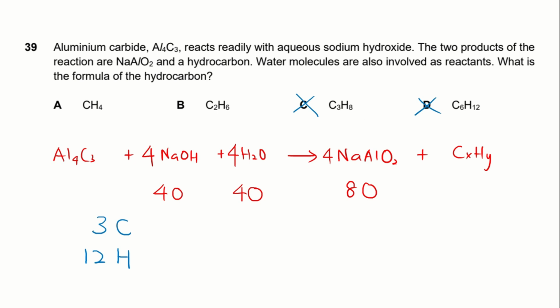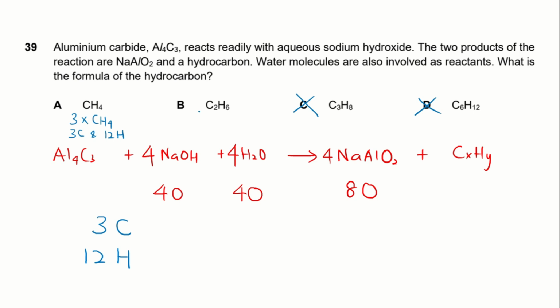If A is the answer, methane is the hydrocarbon. That means 3 methane molecules will be produced because we need 3 carbon. Three methane molecules will give us a total of 3 carbon and 12 hydrogen.